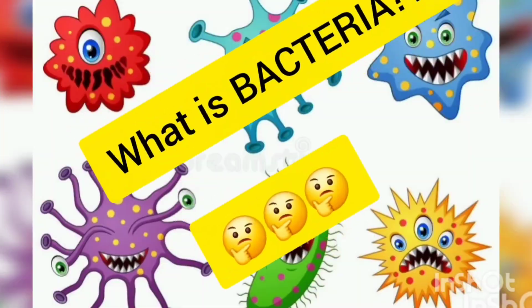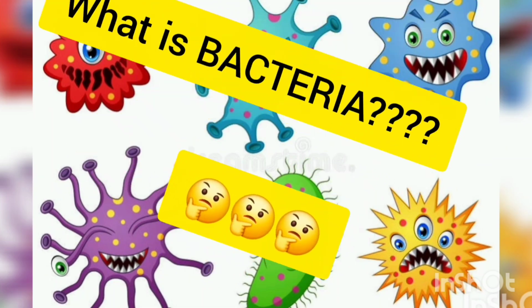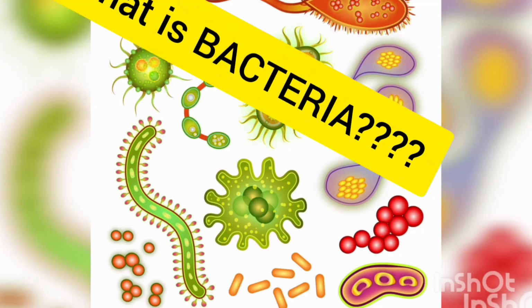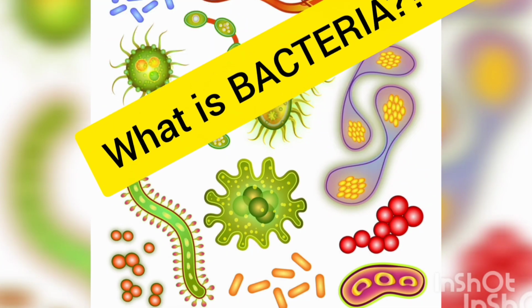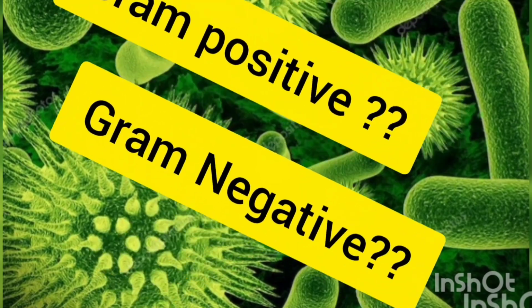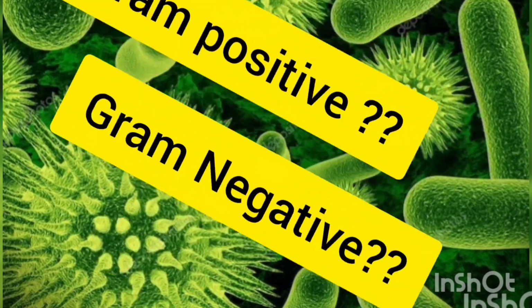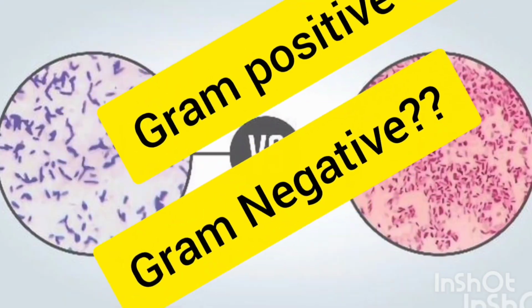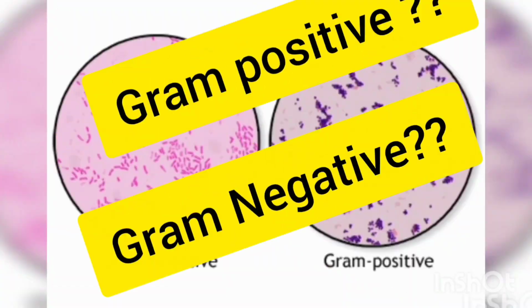So let's start. Bacteria are small single celled organisms. Bacteria are found almost everywhere on Earth and are vital to the planet's ecosystem. Some species can live under extreme conditions of temperature and pressure. So, let's discuss the bacteria and their types.